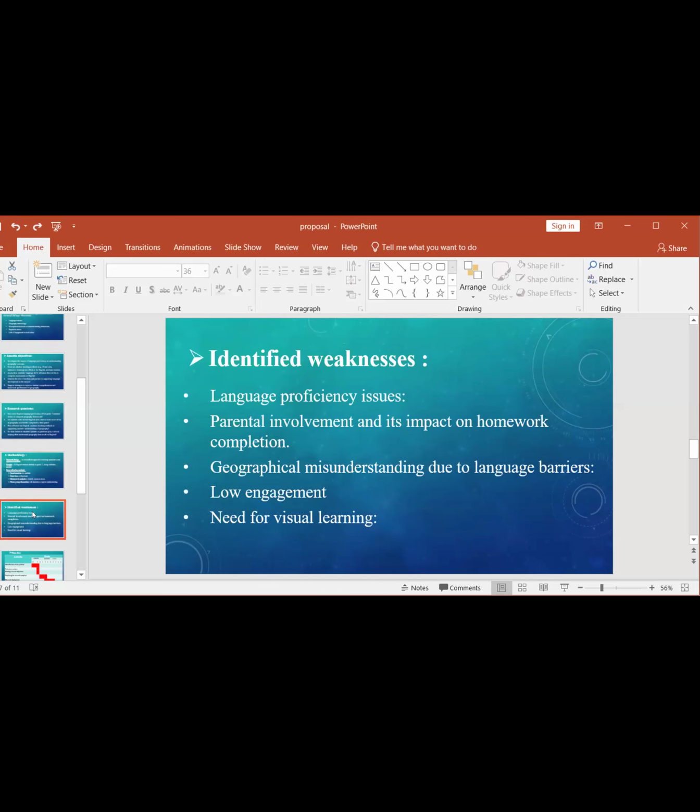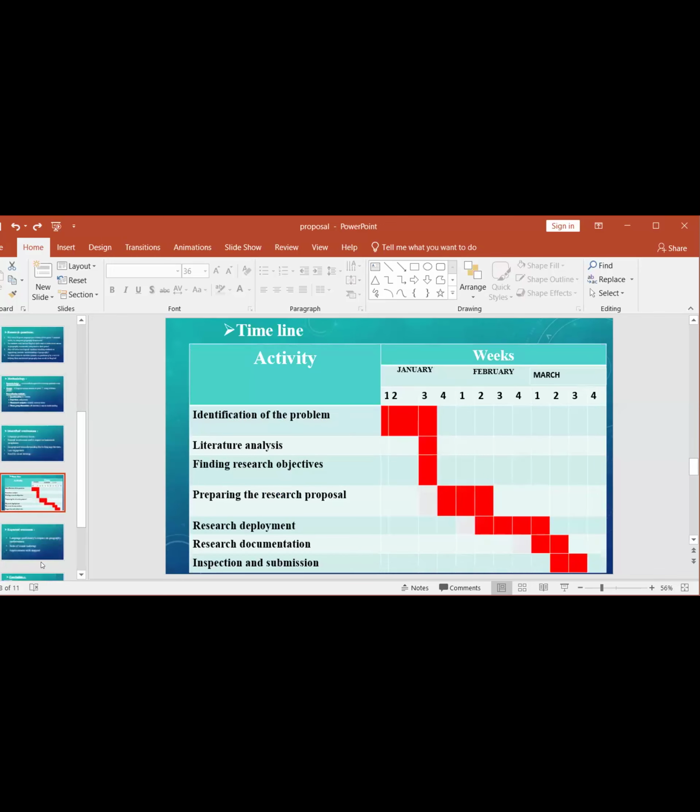So I identified several weaknesses. The first one, language proficiency issues. Then parental involvement and its impact on homework completion. The next one, geographical misunderstanding due to language barriers. Then low engagement with the homework and low engagement with the activities. The need for visual learning. So for that, I made the time plan.